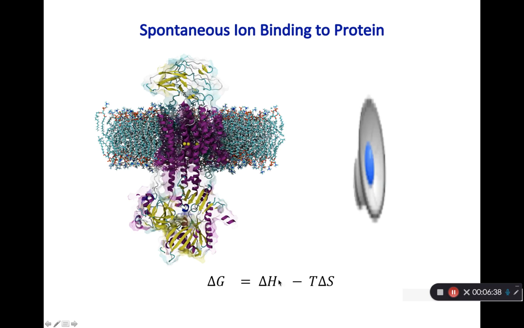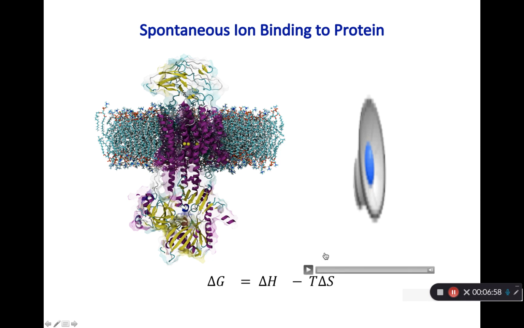So in this figure on the left, you see the sodium-potassium pump. This is a simulation snapshot of the sodium-potassium pump embedded in a lipid bilayer. On the bottom, you have inside the cell, and at the top, you have outside the cell. And in the middle, you can see these three yellow spheres. These are ion binding sites.